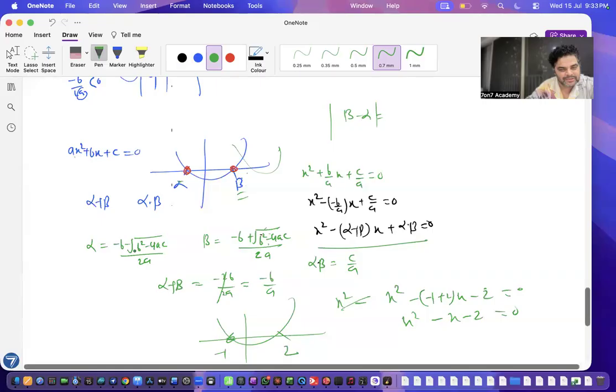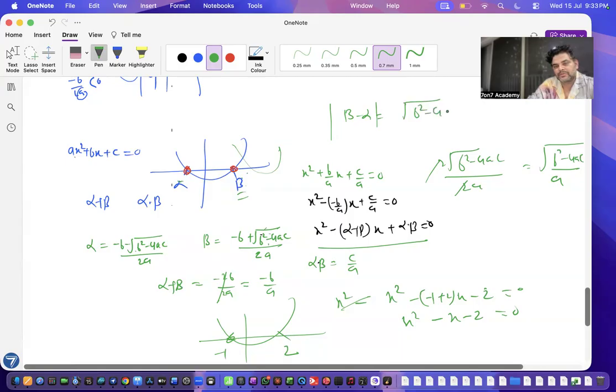Then this minus this. If you do minus, it flips sign, so you'll get 2 square root of b square minus 4ac over 2a. This cancels out. So square root of b square minus 4ac over a. That is the distance between the two roots.